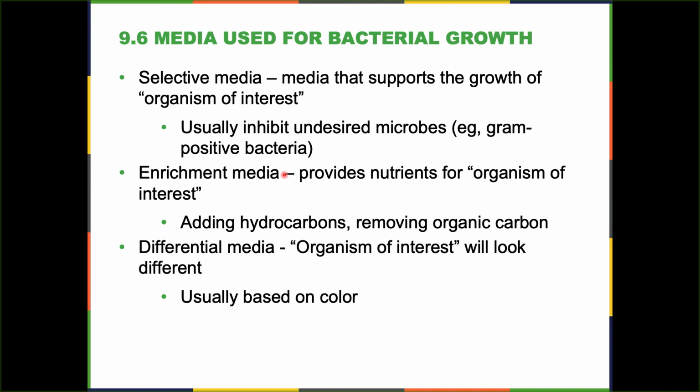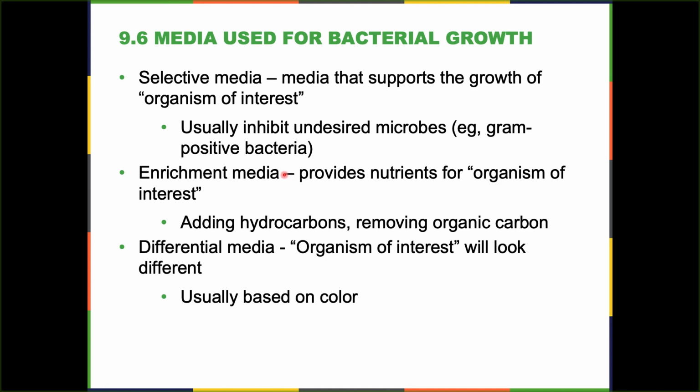They're going to multiply, whereas the other microbes are going to have a much harder time. Maybe they can do a little bit. Maybe they can find a little bit of scraps here and there to grow on. But in general, they're not going to be able to do it as well. So we are now enriching this environment for our organism of interest. Similarly, we could do this for things like autotrophs or for certain types of anaerobes or aerobes or whatnot. Differential media will allow things to grow, but our organism of interest will look different. And it's usually based on color.